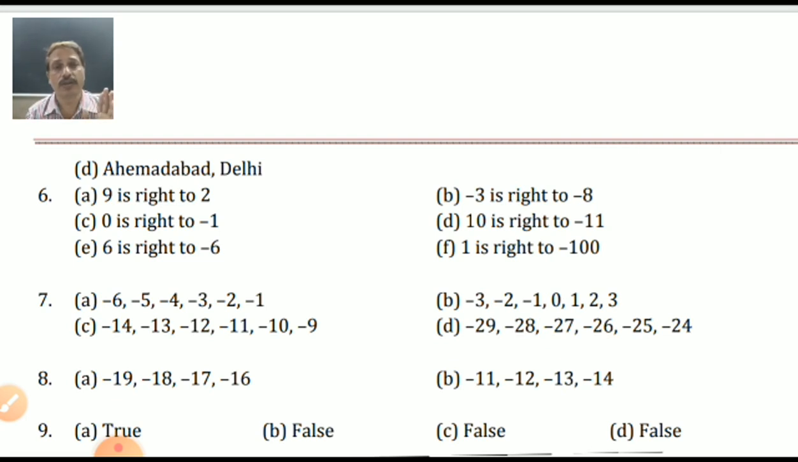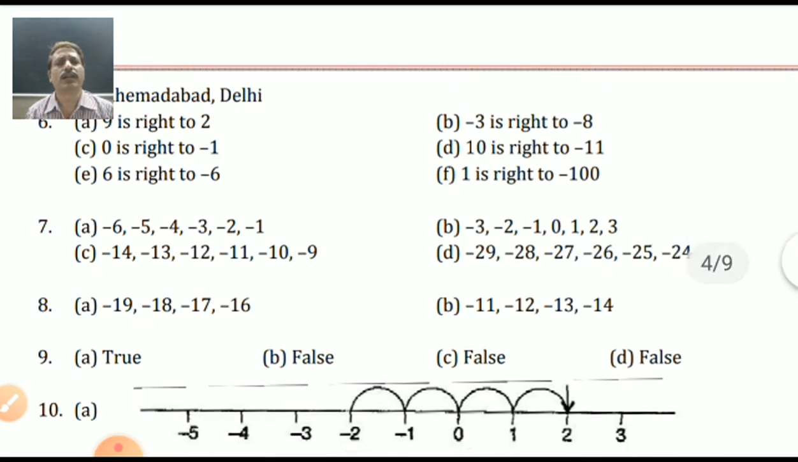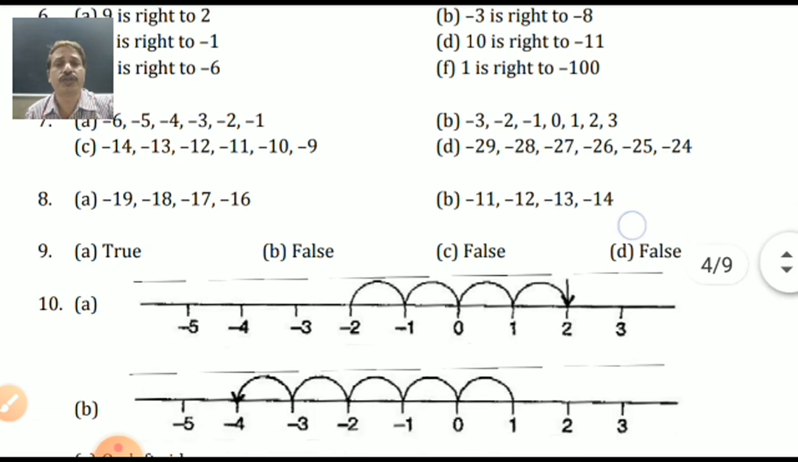Positive numbers you know very well. -3, -2, -1, 0, 1, 2 and 3. Correct? Good. Here you have -19, -18, -17, -16. Any numbers you can write, there are infinite. You can write only 4. Yes, just as we discussed: true, false, false, false. Yes. Now the main question is here, 10A.